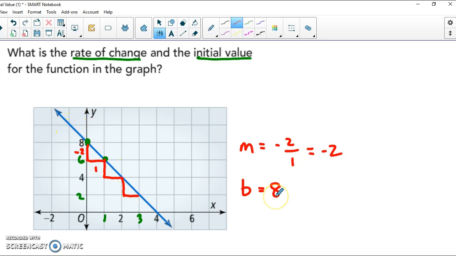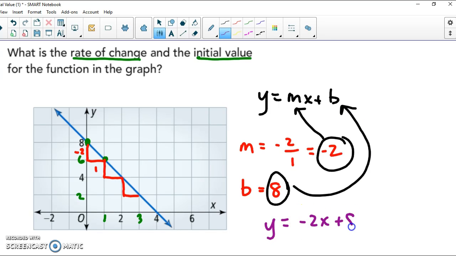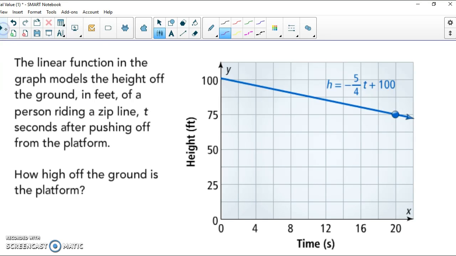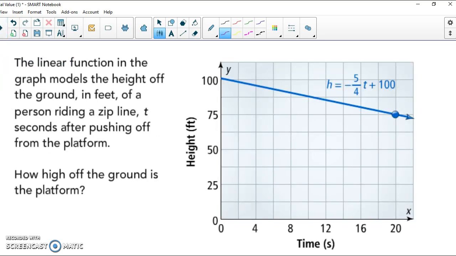So that's at +8. So now if I use y equals mx plus b form, I'm going to put -2 in for m, and I'm going to put 8 in for b. So my equation becomes y equals -2x plus 8, and that's my function rule right here. I'll write one more example, nope, two more examples.